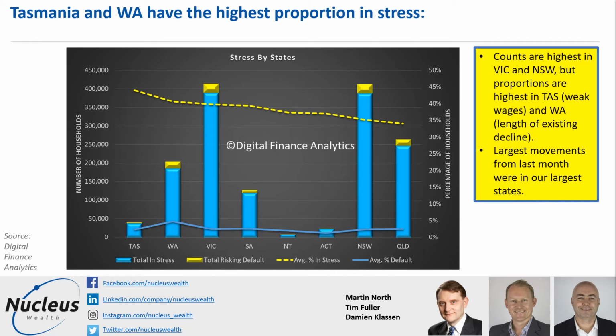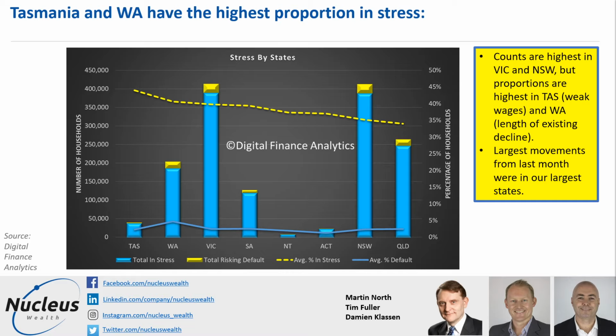Now, if I go to the next slide, you can look at it by states. So this is looking at Tasmania. Tasmania has the highest proportion of households in stress. That's a combination of the recent run-up in prices and also the fact that incomes are very low relative to other states. Victoria, though, in absolute count, has the highest number of households in stress.